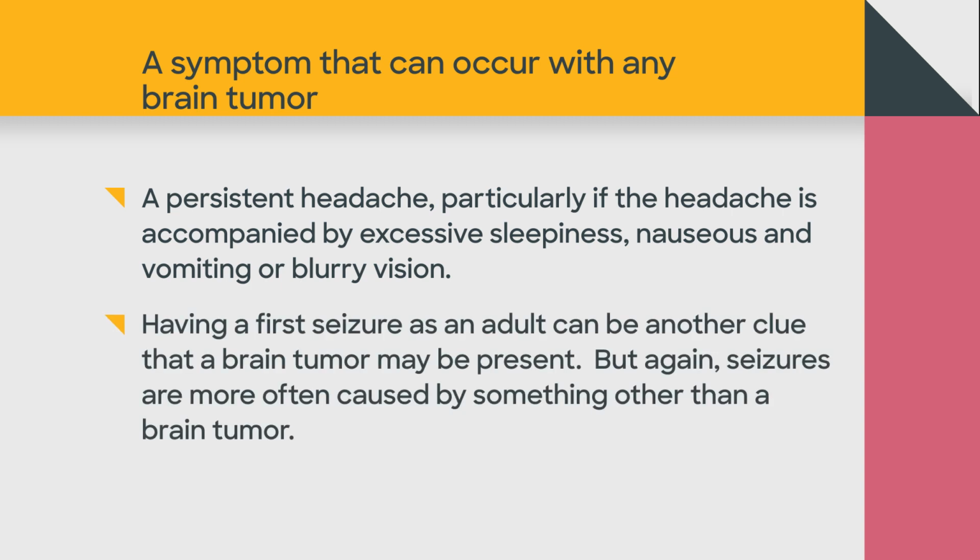Having a first seizure as an adult can be another clue that a brain tumor may be present. But again, seizures are much more often caused by something other than a brain tumor. More focal brain tumor symptoms can be a clue to the location of the tumor within the brain. In general, a tumor on one side of the brain causes weakness or numbness on the opposite side of the body. Tumors in other parts of the brain may cause personality change, impaired coordination, or trouble producing and understanding speech. If you have these symptoms and they don't resolve in a short period of time, you should see your doctor.